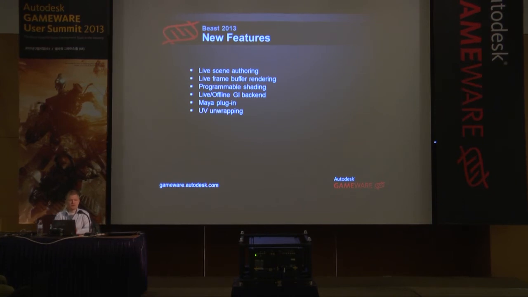So new features in Beast 2013. Live scene authoring. Basically, everything in the scene is now live, meaning that the artist can move and deform geometry, alter UV maps, for example, change lighting materials, tweak bake settings, do all of this in Max or Maya, your level editor, and see the updates on the screen on the fly. We have live frame buffer rendering. We added a mode that does final frame rendering. It basically ray traces an image from the point of view of the camera, which enables artists and designers to preview the scene before setting up UVs and light maps.